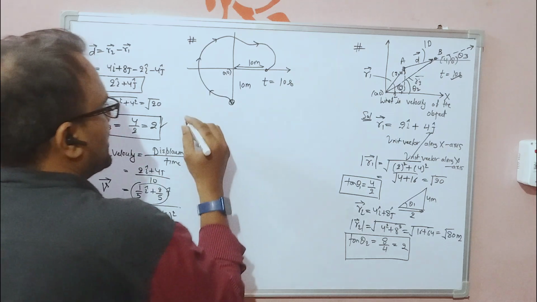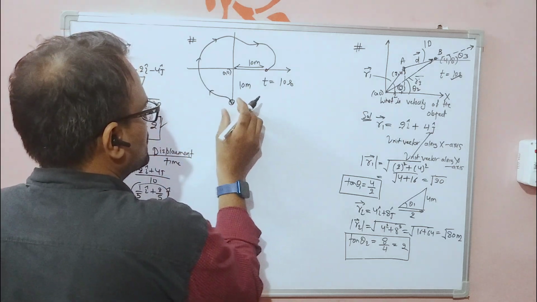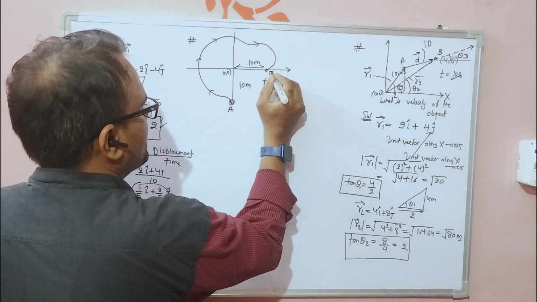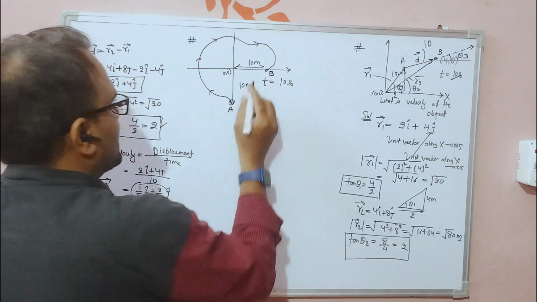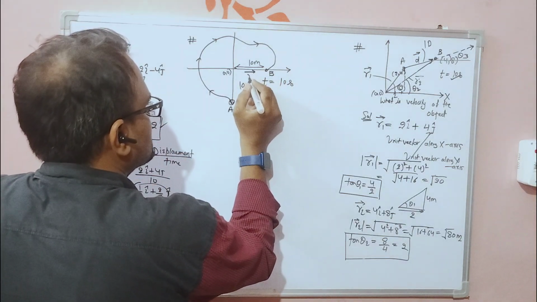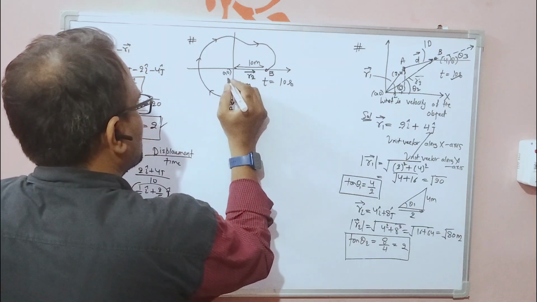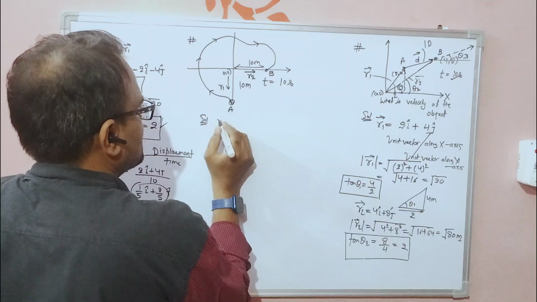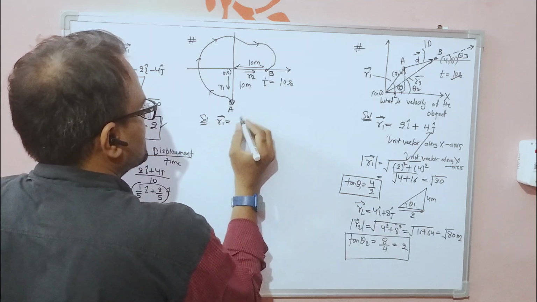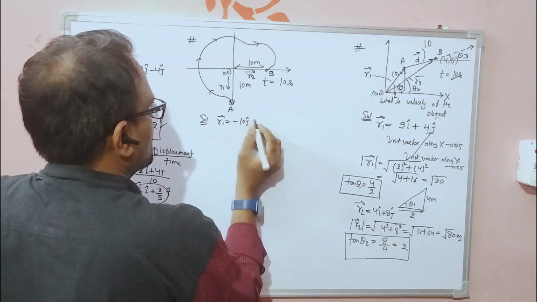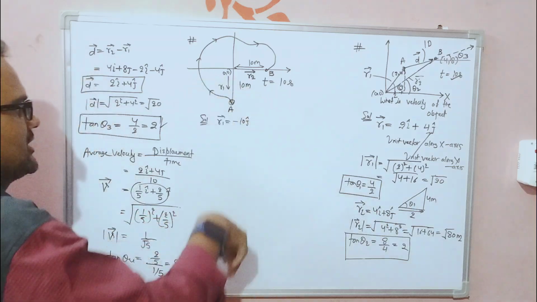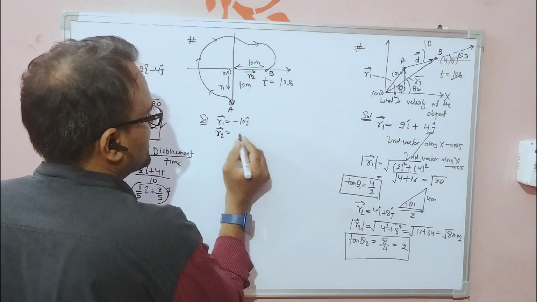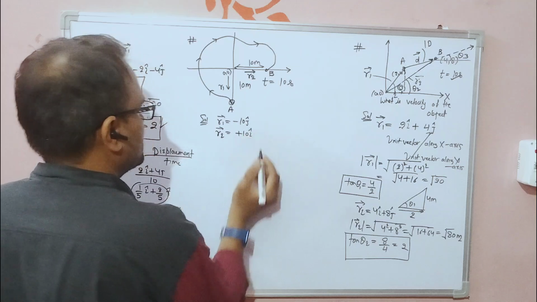For this, I need the information of the position vector corresponding to this point A, and let's assume this point is B. Let's call the position vectors R2 and R1. R1 can be written as minus 10 j cap, because it lies along the negative y-axis. Similarly, R2 can be written as plus 10 i cap.